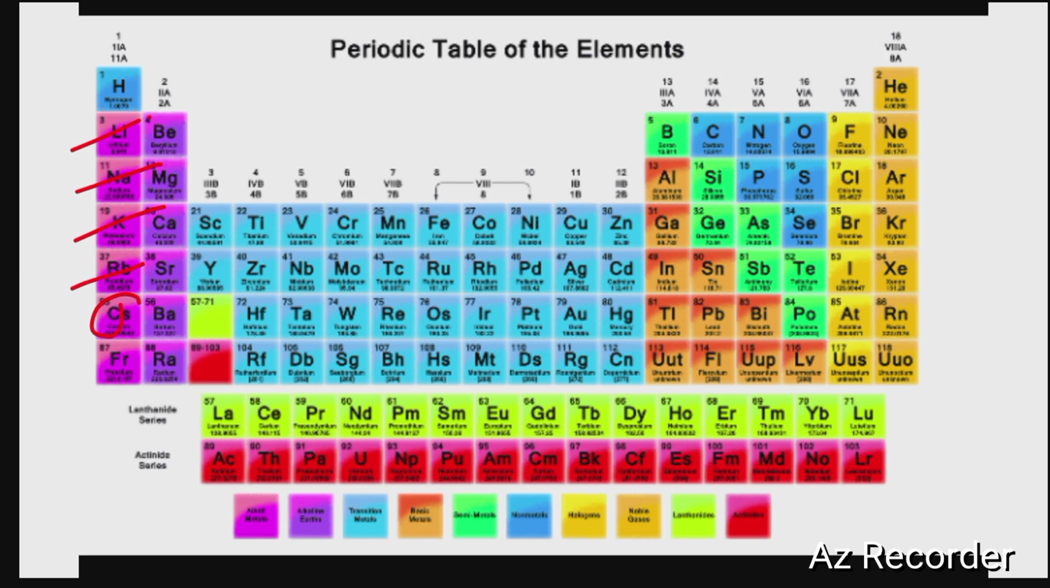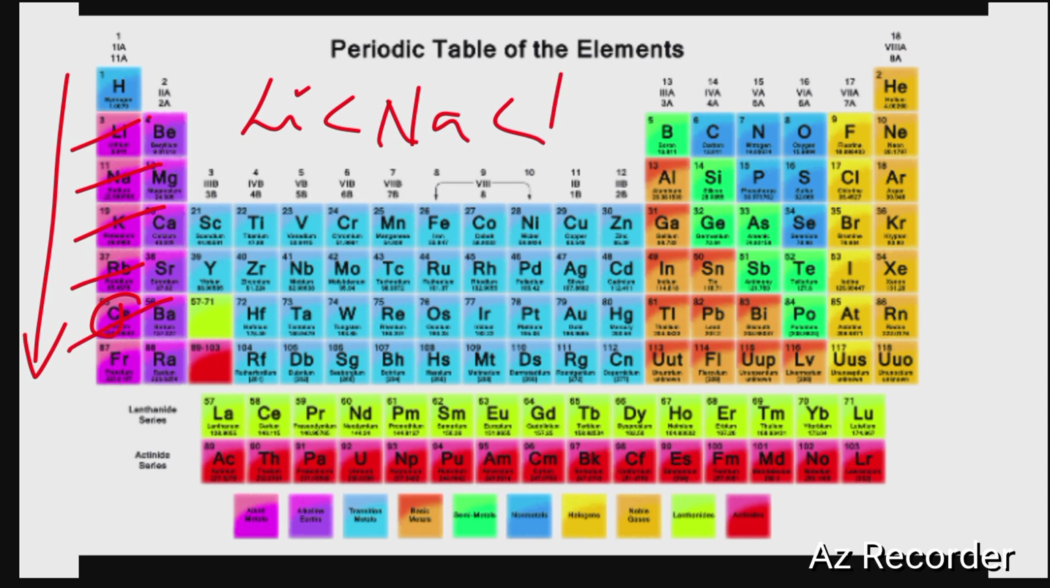Now they belong to group 1. We know that down a group the metallic character goes on increasing. So the lowermost element, cesium, will be highly metallic, and the first element, lithium, will be the least metallic. So the increasing order will be lithium less than sodium less than potassium less than rubidium less than cesium. This will be the increasing order of their metallic character.